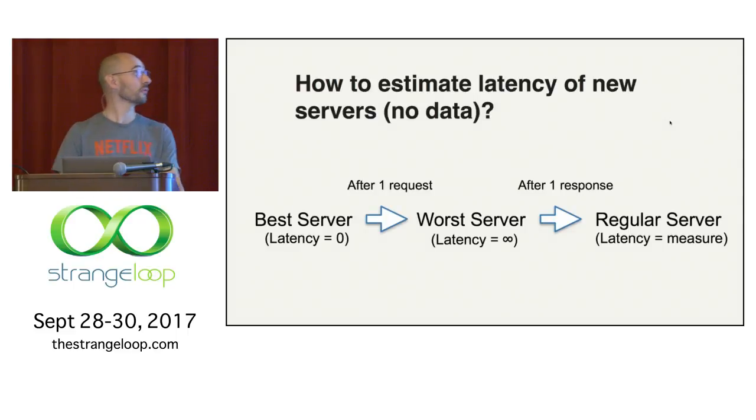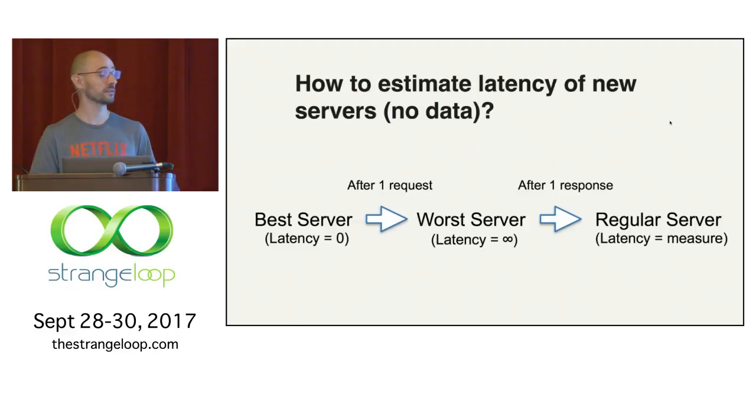So for the first case, we solve that problem with this simple state machine. When you bring a server to the pool, if you never talked to that server, it becomes the best server ever. Its latency is zero. So obviously, the next request that you send is toward that server. And immediately after that request, it becomes the worst server ever. So its latency becomes almost infinity. And during this phase between sending the request and receiving the response, we have a sort of probation mode where we don't send any more traffic to that server until we receive the response. After that first response, we have one latency data point, and we just use it like a regular server. It's part of the pool like any other server.